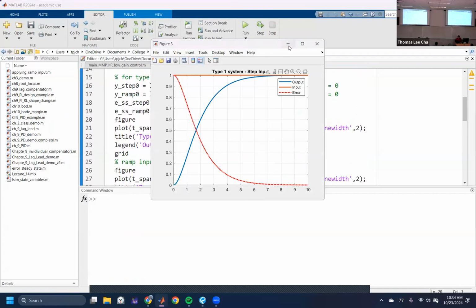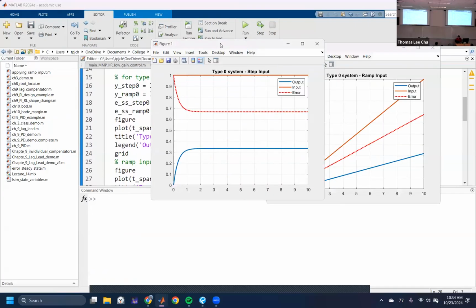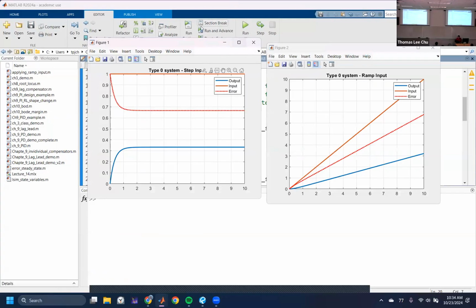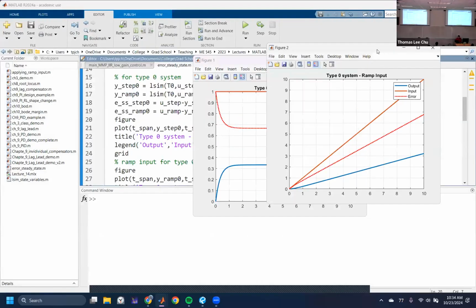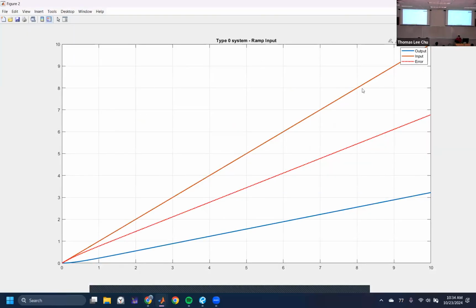All right, so let's look at here. If we look at the type 0 system for a step input, the orange line, kind of red orange, is our desired line. The red line is the error. To find the error, I just did input minus output and plotted the error line. And then the blue line is the output. So this is our type 0 system for a step input. Then for a type 0 system with a ramp input, the output is increasing slower than the input, meaning that the error is going to grow with it. So as time goes to infinity, error goes to infinity.